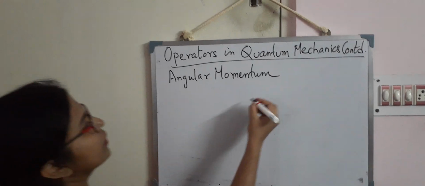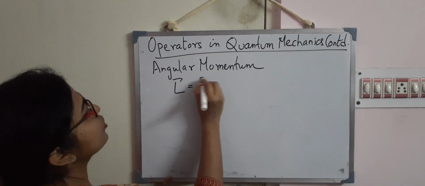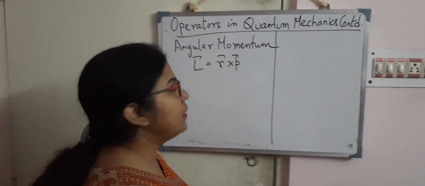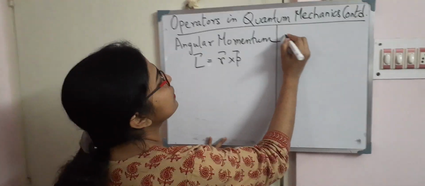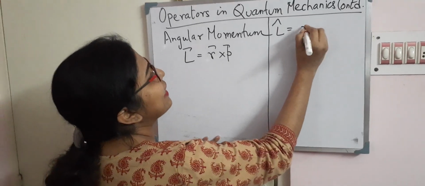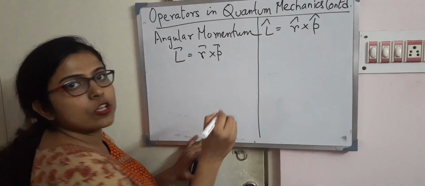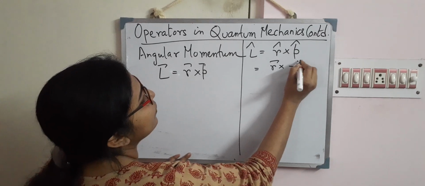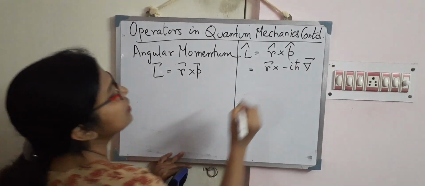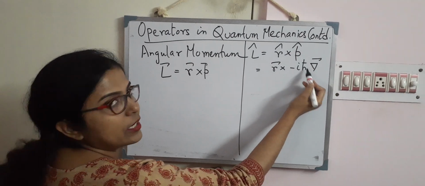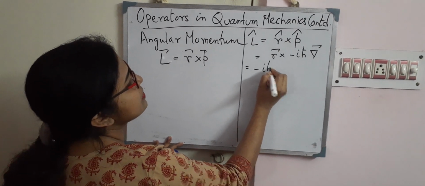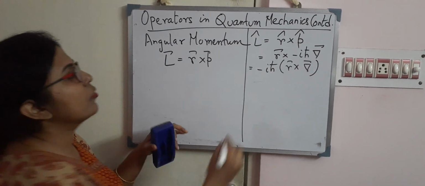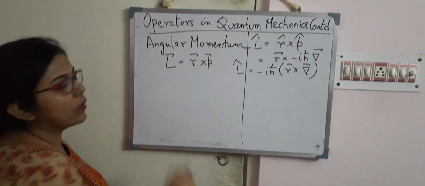The angular momentum, by definition, is r cross p, where r is the position coordinate and p is the linear momentum. To represent this in quantum mechanics, we write L cap is equal to r cap cross p cap. We know r cap vector is represented as r, and p cap is represented as minus i h cut del, where i is the imaginary number and h cut is h by 2 pi. So it is minus i h cut r cross del. This is how we represent the angular momentum operator in quantum mechanics.